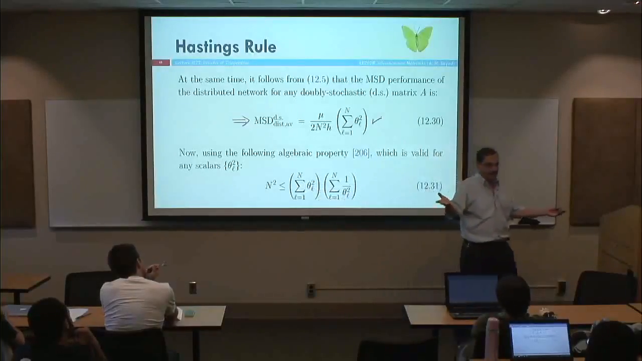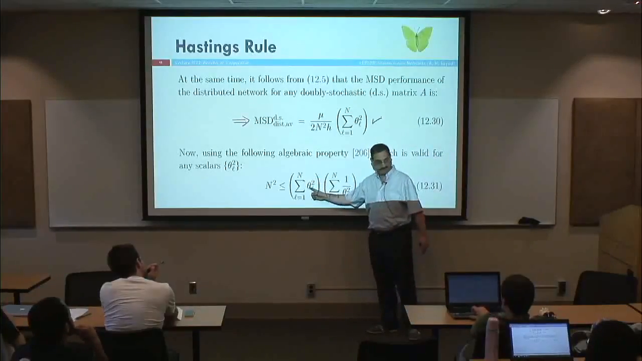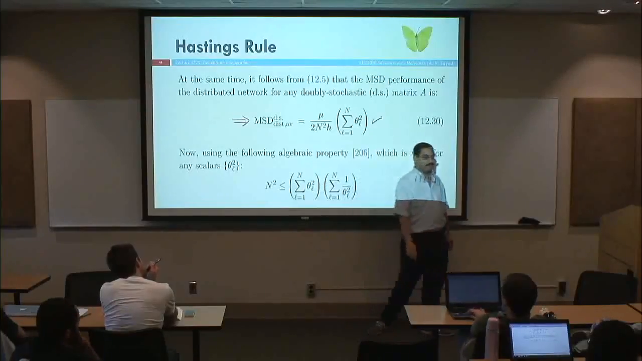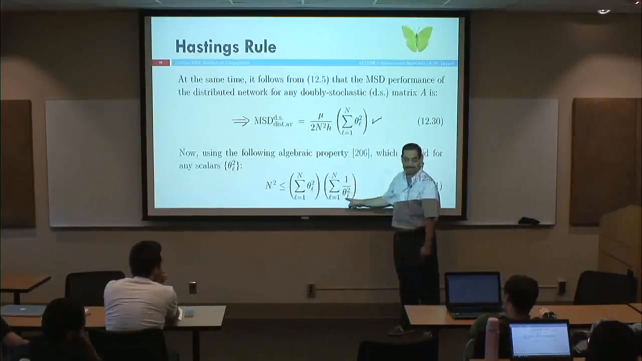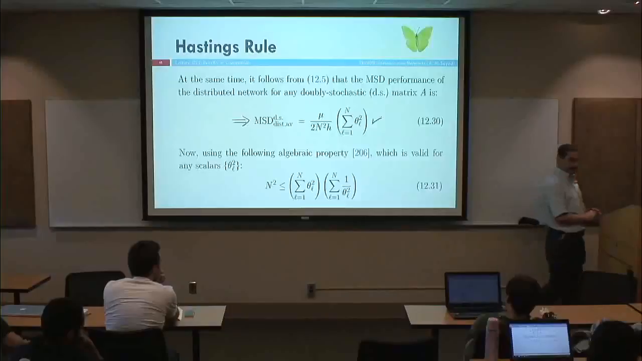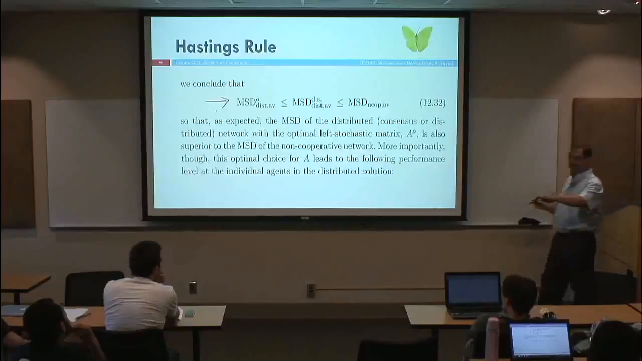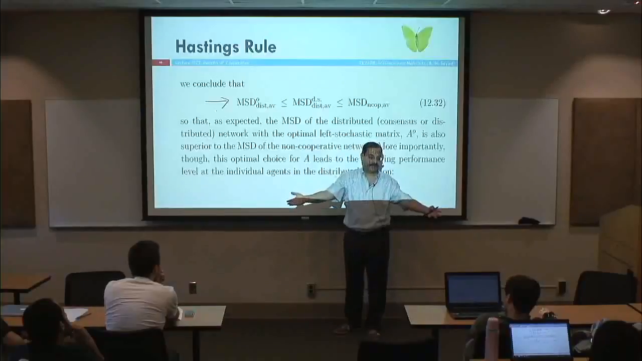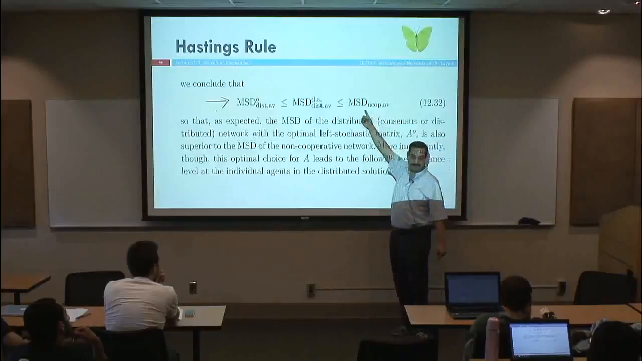This is an algebraic inequality, a homework problem. For any collection of n non-negative numbers, the sum of a's times the sum of 1 over a's, this product is always larger than or equal to n squared. So I can compare this sum to the sum that appears in the previous expression, and conclude that that MSD is smaller than this MSD. You understand? So there it is. This best MSD is better than the MSD you would get in the doubly stochastic case, which is intuitive because we optimized it, and obviously better than the non-cooperative solution.